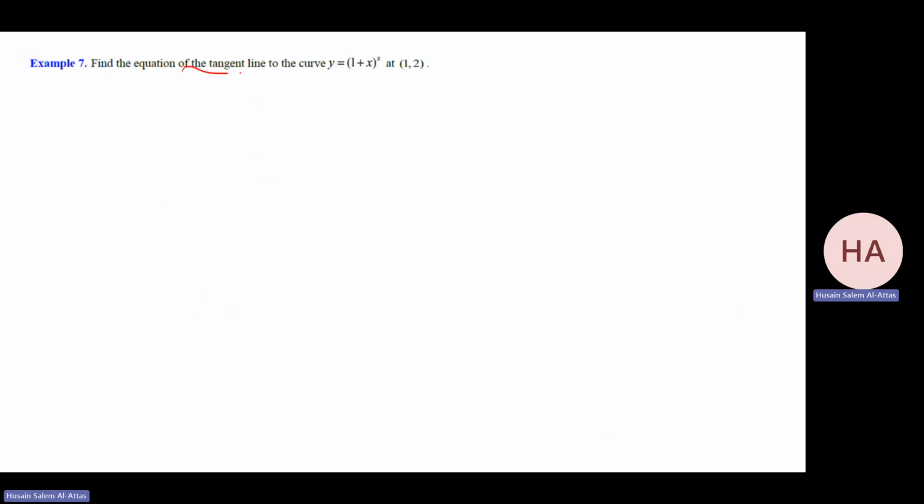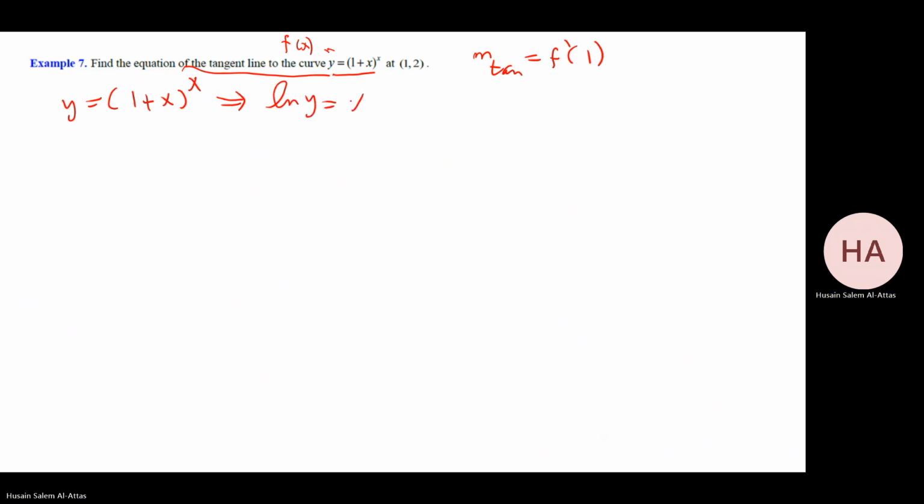Find the equation of the tangent line to the curve. What do I want? We want the slope of the tangent, which is f prime at 1, or y prime at 1. Okay, so I need to find the derivative of this. y equals 1 plus x to the power x. Then I take ln, that will be x ln of 1 plus x.